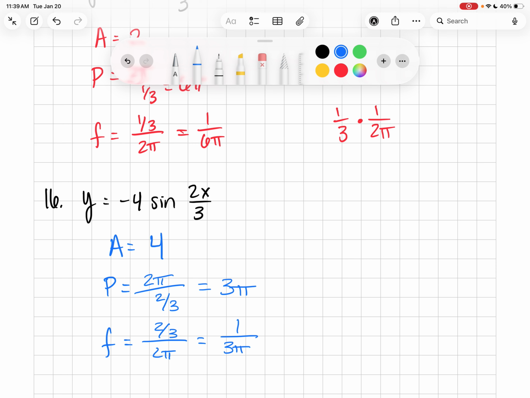Is anything else happening to this graph? It is reflected. So like I said, frequency isn't telling us anything as far as the graph itself. Well, it does tell us stuff, but we don't need frequency to actually graph the function.